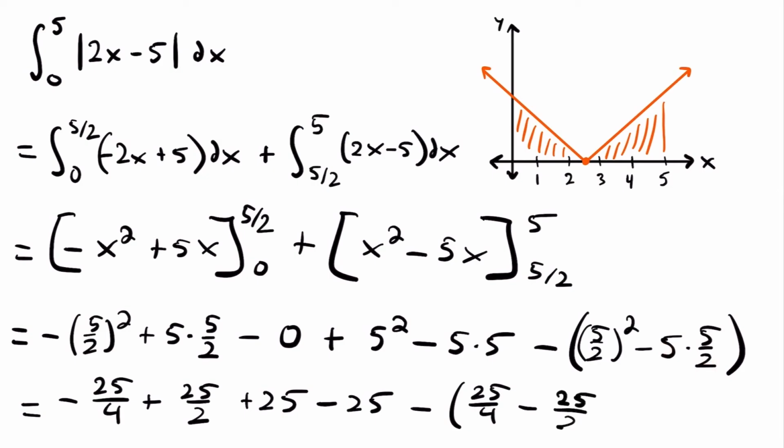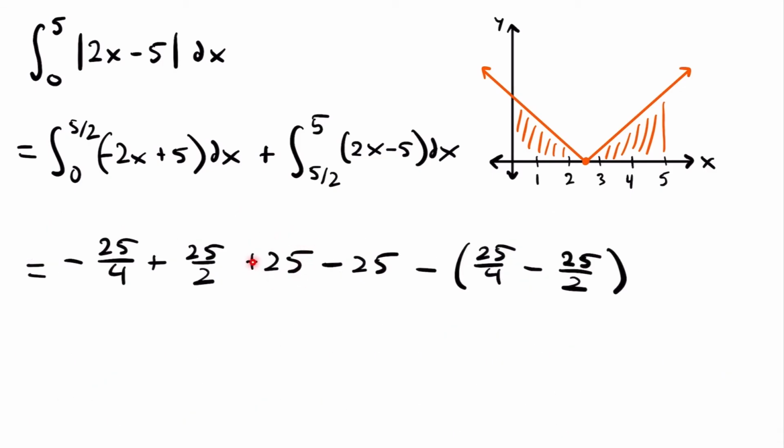be 25 halves. Okay, and so if we clean up our work again, note that we have a positive 25 and a negative 25, and those will cancel each other out to just be 0. And so then we can work with the rest of our terms here. And we have negative 25 fourths plus 25 halves. And if we add those two fractions together, that will give us positive 25 fourths, right? Because 25 halves is the same as 50 fourths. And so if we subtract 25 of those 50 fourths, we will have 25 fourths. And so that will be equal to 25 fourths.